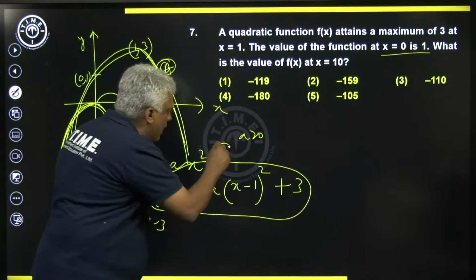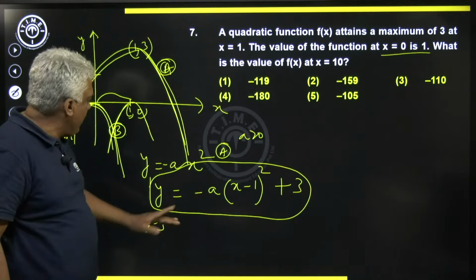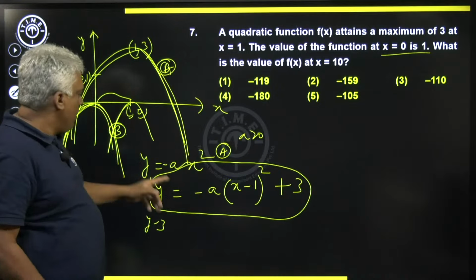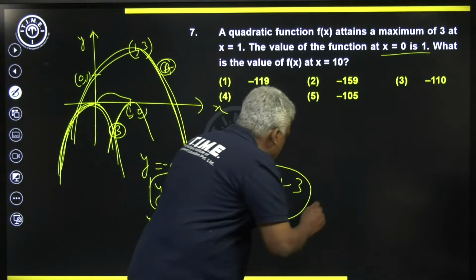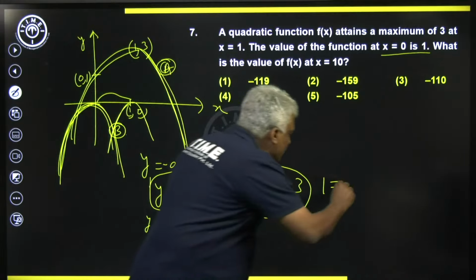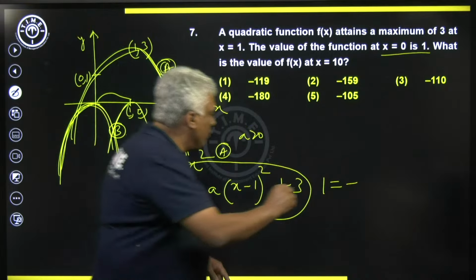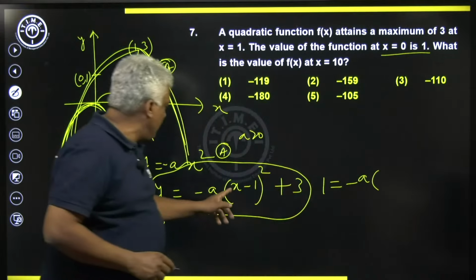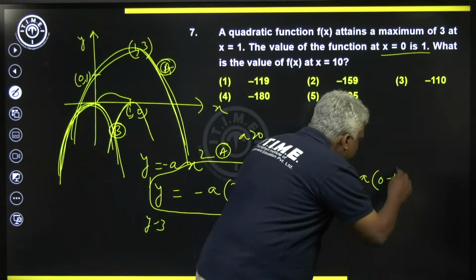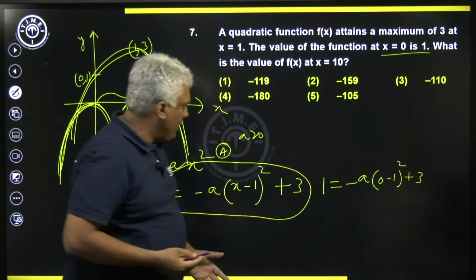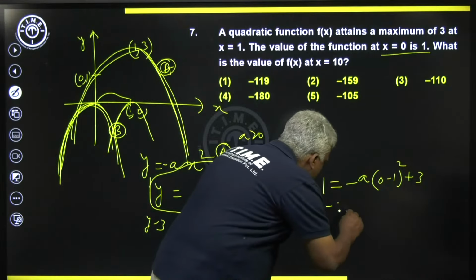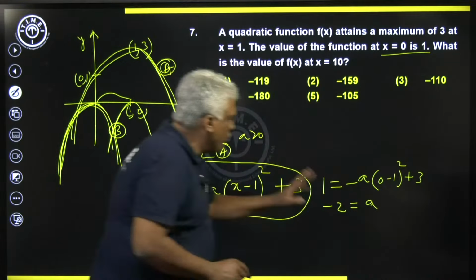And now you see that we have to find a. Now this is passing through 0 comma 1. So when x is 0, y is 1. Put x equal to 0 here, so y is 1. 1 is equal to minus a, and x is 0, so 0 minus 1 whole square, and plus 3, right? So take 3 this side. So 1 minus 3 is minus 2. Minus 2 equals minus a, right? So we got the value of a.